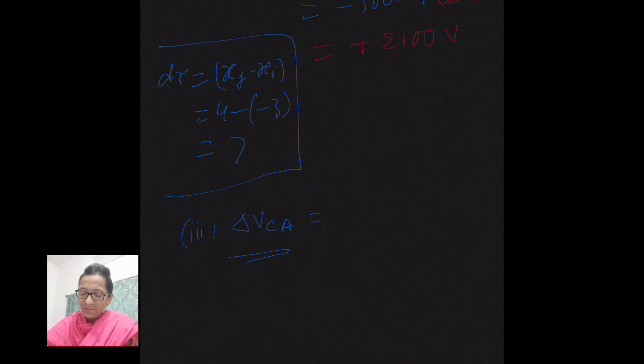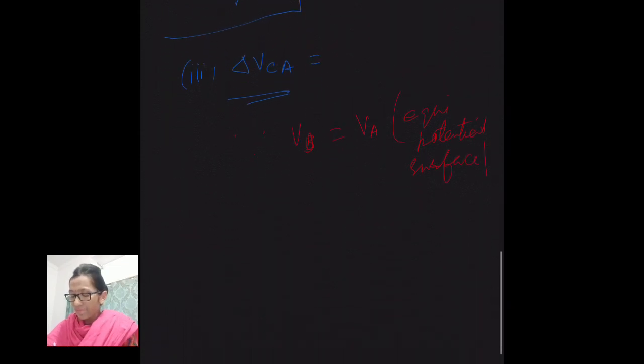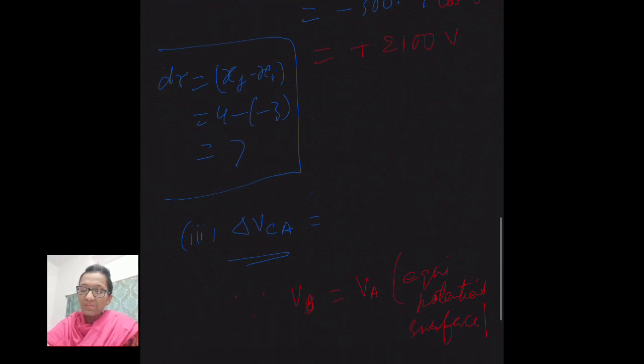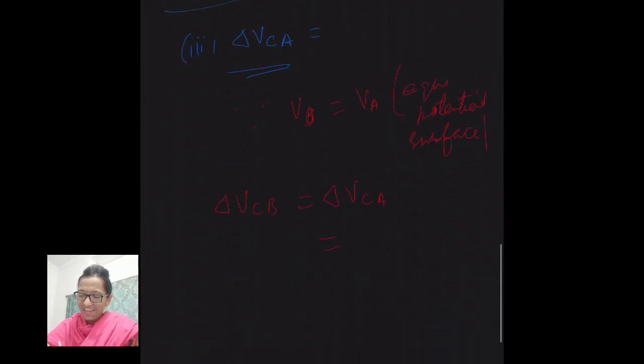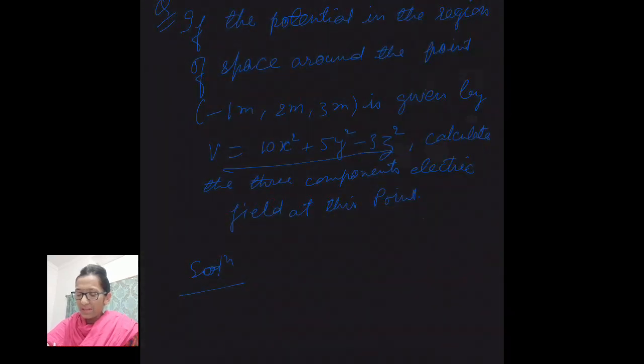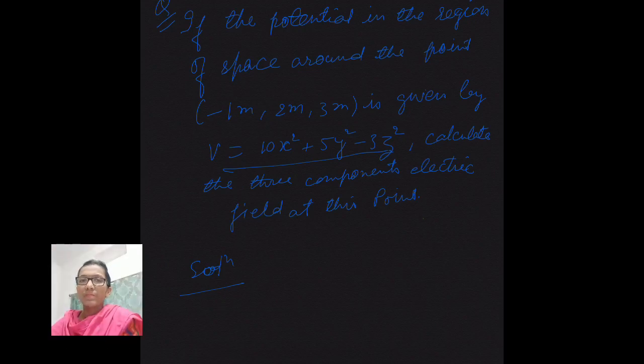So you can write that since VB is equal to VA, equipotential surface, you can write from this second question that del V CB is equal to del V CA, and this is equal to 2100 volt only. Answer. Next question.